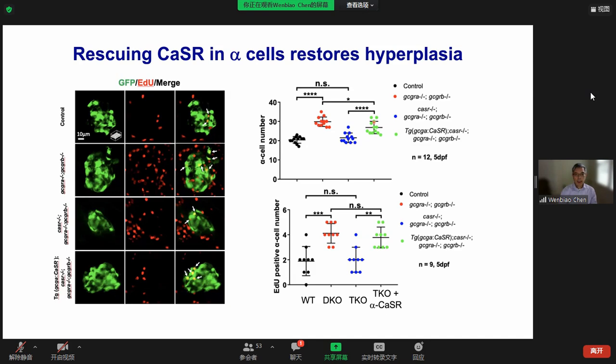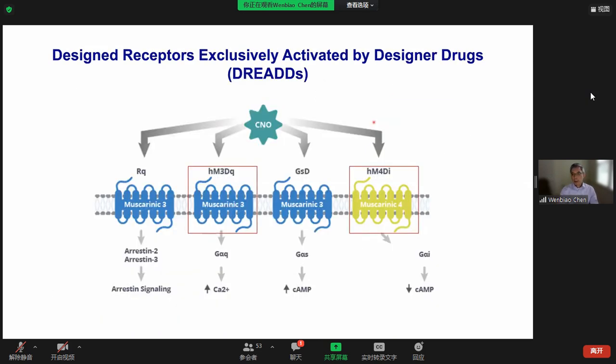So I mentioned that CASR acts through multiple signaling pathways. We would like to understand which signaling pathways are involved in the alpha cell proliferation induced by amino acids. To address that, we used a DREADD approach. For those who do not know, DREADD is just a modified GPCR that is no longer responsive to the endogenous ligand, but responds to a synthetic, very stable ligand, in most cases CNO, clozapine N-oxide.